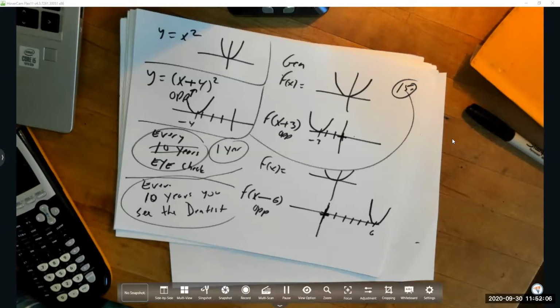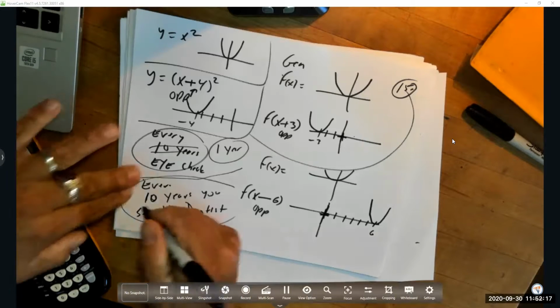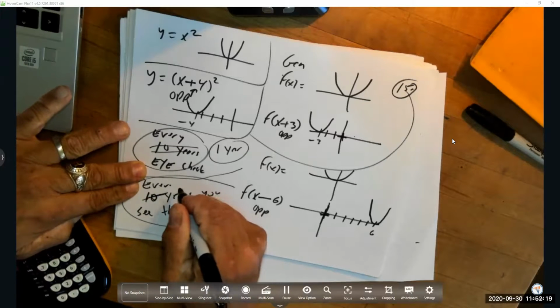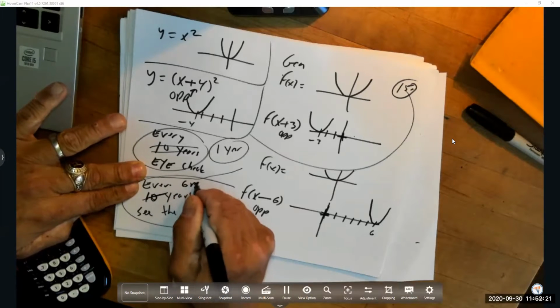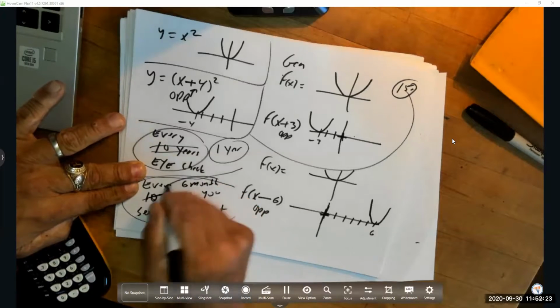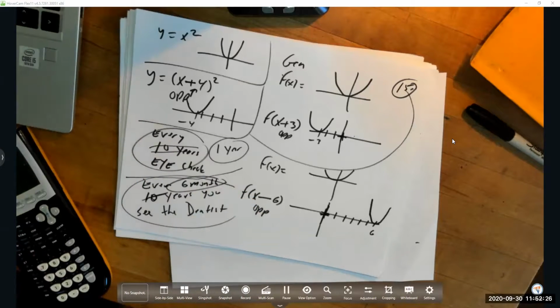Every year. Every year you see your dentist. Is that right? Okay, fine. We just change it. What? Every 6 months? No way. Okay. So somebody saying that every 6 months you're supposed to see your dentist. Make sure you don't have cavities in your mouth.